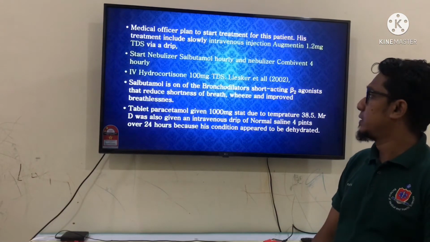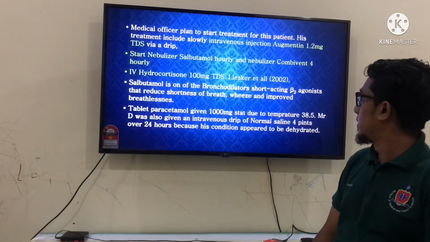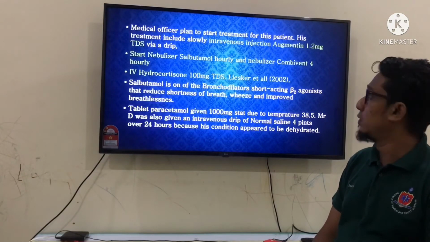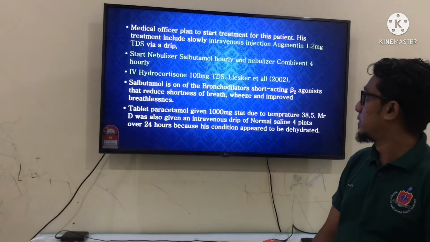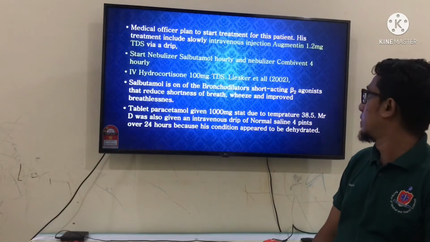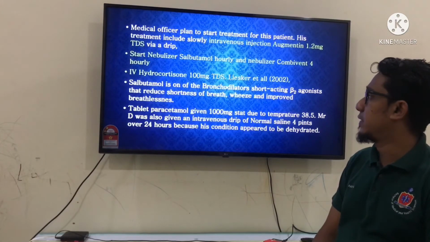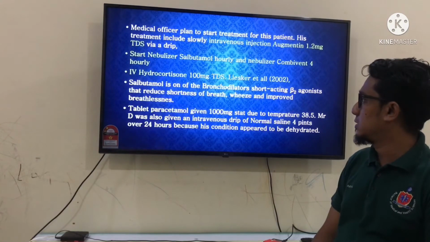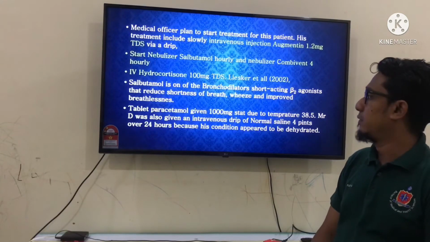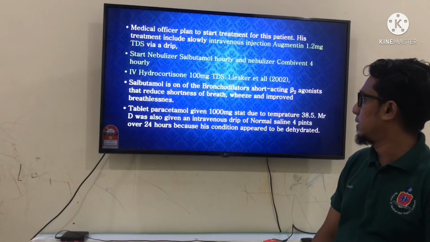Okay, the medical officer plans to start treatment for this patient. His treatment includes slow intravenous injection Augmentin 1.2 g TDS via drip. Then the medical officer starts nebulizer salbutamol hourly and nebulizer Combivent 4 hourly. Okay, IV hydrocortisone TDS.